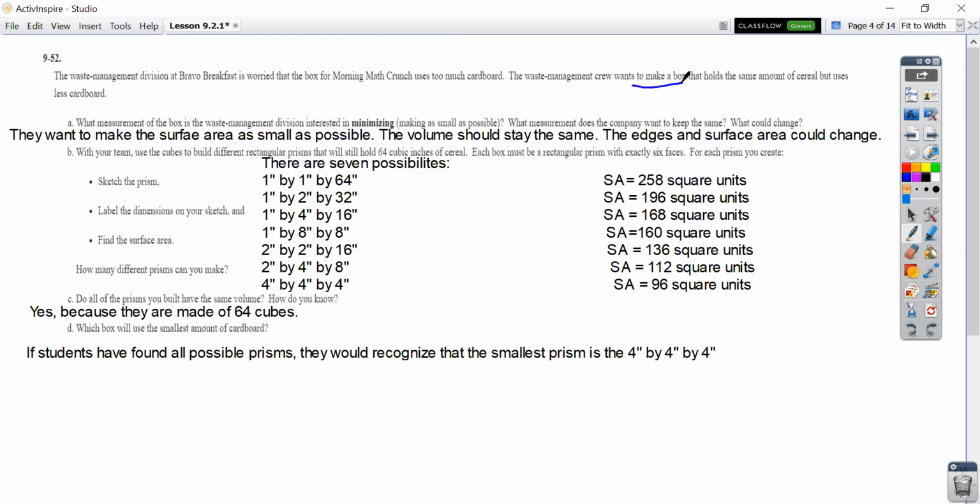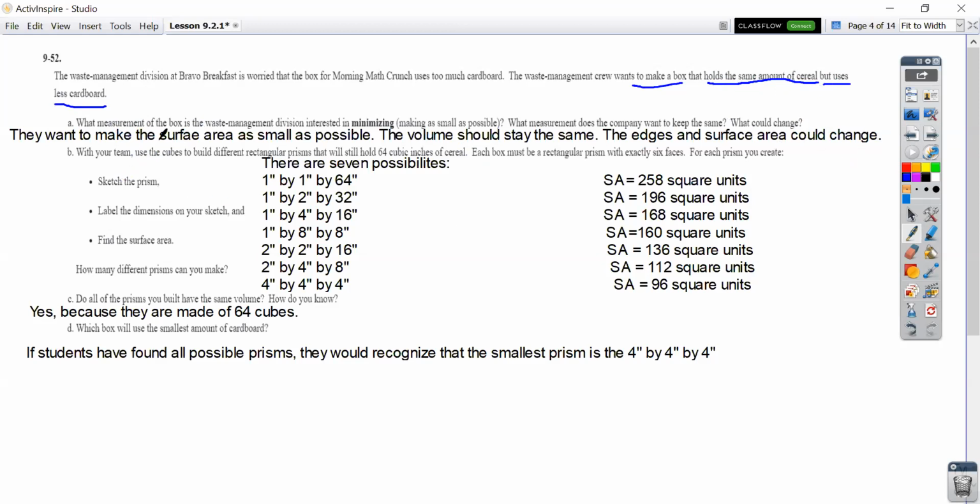They want to make a box that holds the same amount of cereals, but use less cardboard. So they want to make money. They want to make profit out of it. On question A, to do so, what measurement does the company want to keep the same and what do they want to change? To make the box hold the same amount of cereals, but use less cardboard.